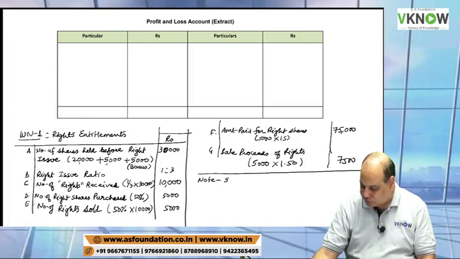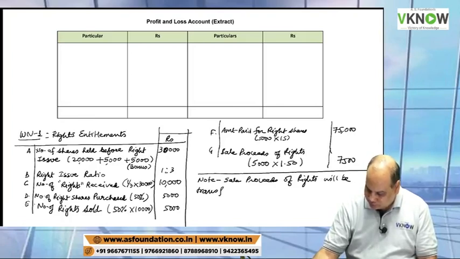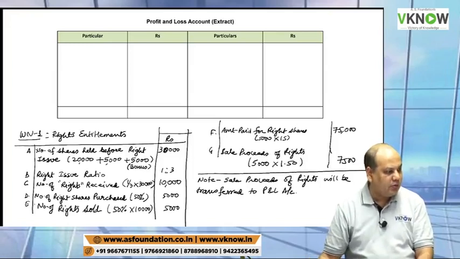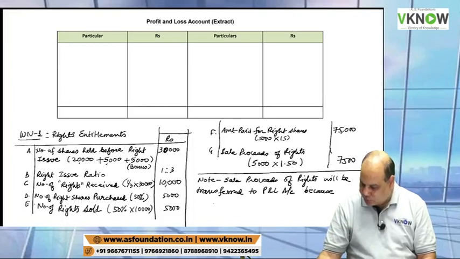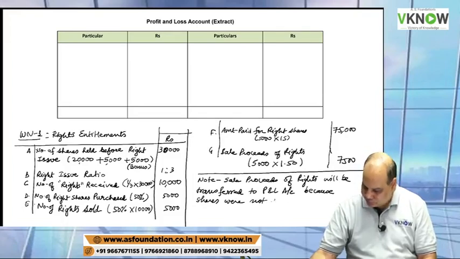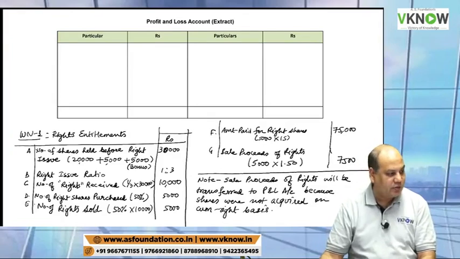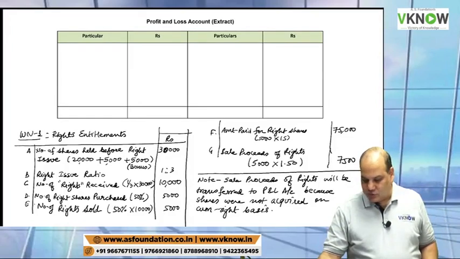Note: sale proceeds of rights will be transferred to P&L account, because shares were not acquired on cum right basis. So this is about the right.